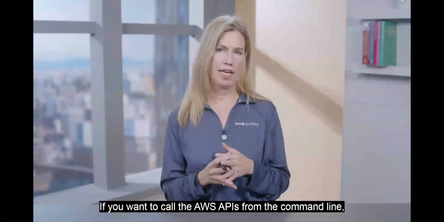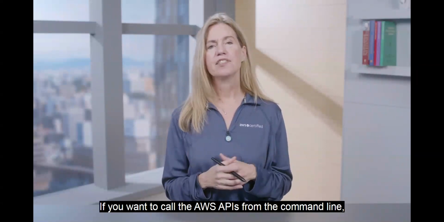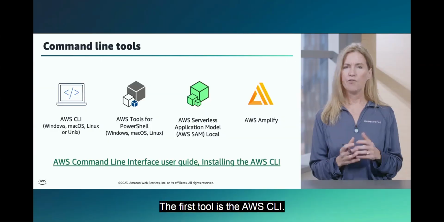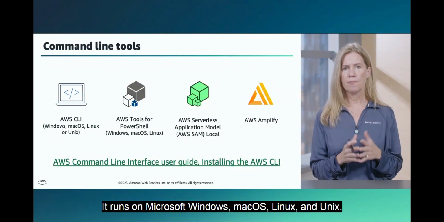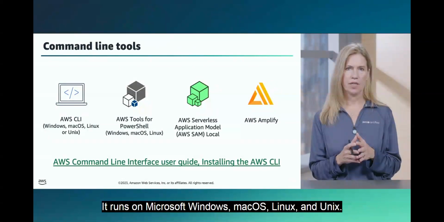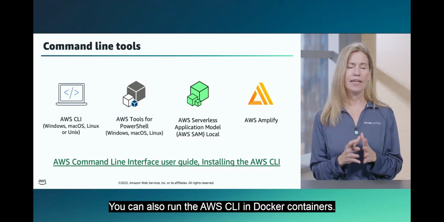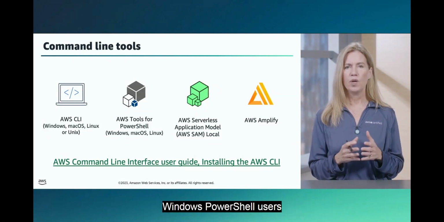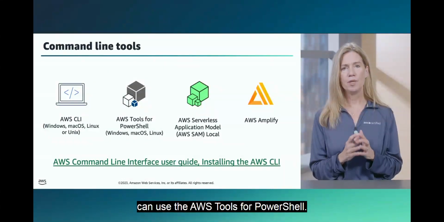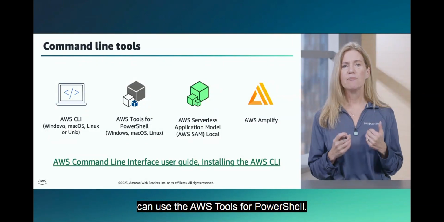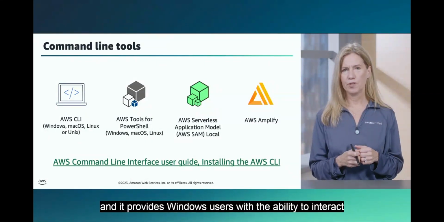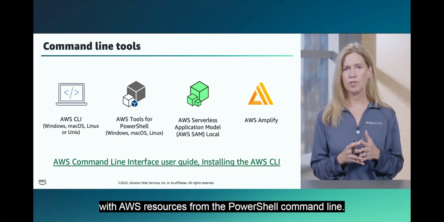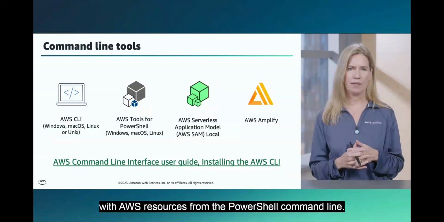If you want to call the AWS APIs from the command line, several tools are available. The first tool is the AWS CLI. It runs on Microsoft Windows, Mac OS, Linux, and Unix. You can also run the AWS CLI in Docker containers. Windows PowerShell users can use the AWS tools for PowerShell. It's built with the AWS SDK for .NET, and it provides Windows users with the ability to interact with AWS resources from the PowerShell command line.